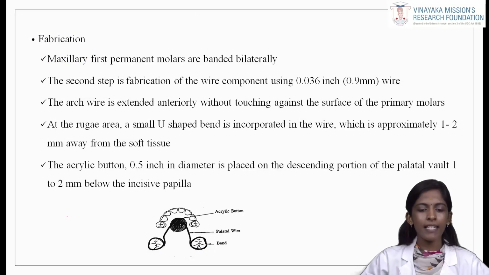Fabrication: maxillary first permanent molars are banded bilaterally. The second step is fabrication of the wire component using 0.036 inch wire. The arch wire is extended anteriorly without touching the surface of the primary molars. At the rugae area, a small U-shaped bend is incorporated in the wire, approximately 1 to 2 mm away from the soft tissue. The acrylic button, 0.5 inch in diameter, is placed on a descending portion of the palatal vault 1 to 2 mm below the incisive papilla.